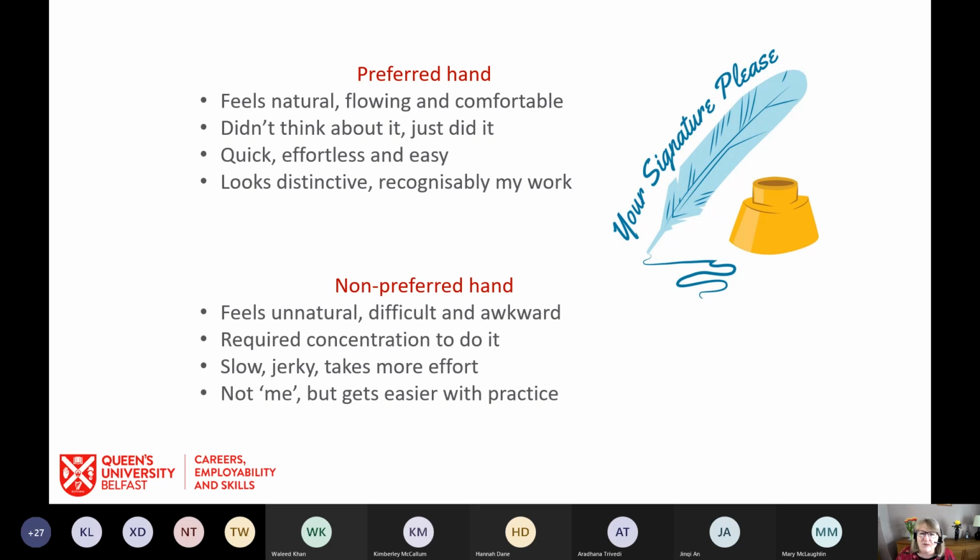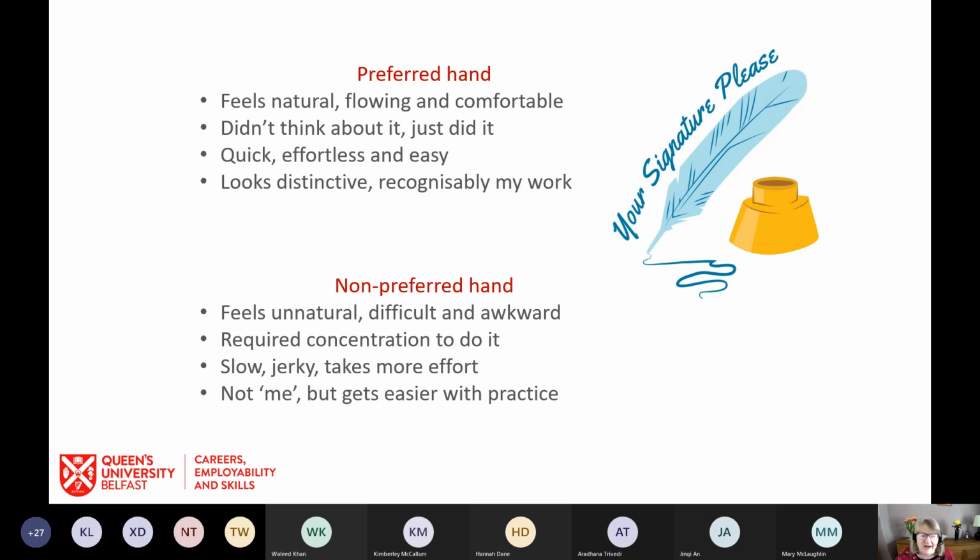But the things that I would regularly hear whenever I do this exercise with people is with your preferred hand, it feels natural. And those sort of words, flowing and comfortable, you give to me there. You don't have to think about it. It looks like your signature. So you would recognize it as your signature. It's quick, effortless, easy, and recognizably your work.